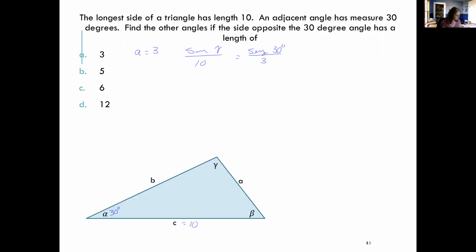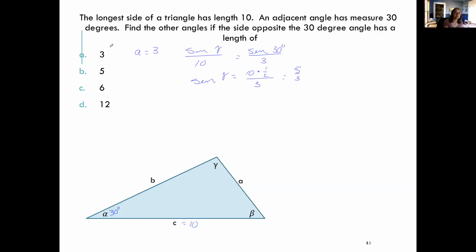Okay, the sine of 30 degrees, that's one we know. The sine of 30 degrees is 1/2. So what this means is that the sine of gamma is going to be 10 times 1/2 divided by 3, which is 5/3. Wait a minute. This is an unadulterated sine function. What's the range of the unadulterated sine function? -1 to 1. This is not possible.